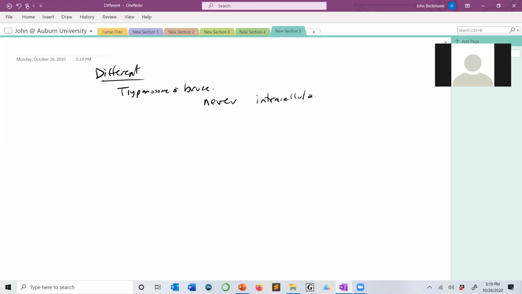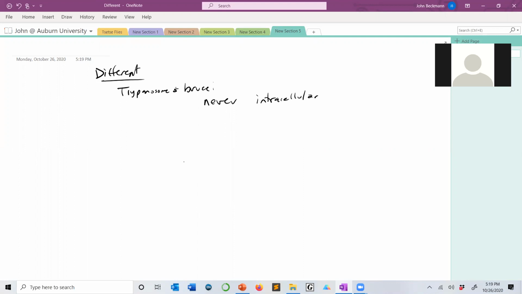So this is different from malaria. Plasmodium is replicating in your liver cells, in your blood cells. This is different from Rocky Mountain spotted fever, where bacteria are replicating inside of your endothelial cells. Different from Yersinia, which is replicating inside your cells. So this is kind of unique in a sense. It's one of the few diseases we've looked at that's not intracellular. It's replicating in your blood, but not in your blood cells.